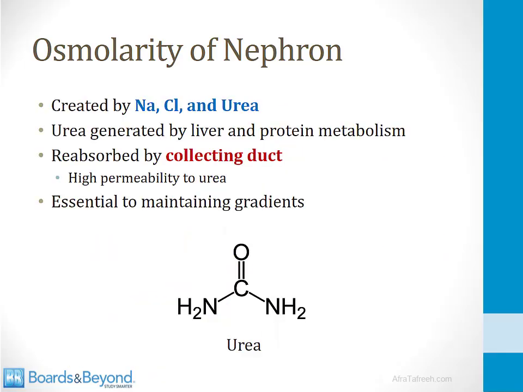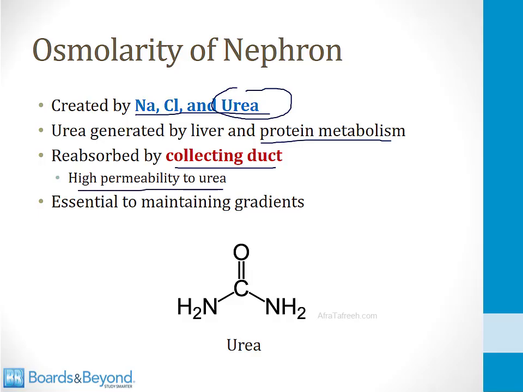It's very high yield for you to understand which solutes are responsible for maintaining that high osmolarity as high as 1200 in the medulla of the kidneys. The three solutes that are responsible for that osmolarity are sodium, chloride, and also urea. Urea has a very important role to play in the kidneys in terms of maintaining a high osmolarity in the medulla. Urea is generated in the liver by protein metabolism, and I talk about the urea cycle in the biochemistry section. It then travels from the liver to the kidneys where it's reabsorbed by the collecting duct. The collecting duct has a very high permeability to urea, and I'll talk more about how this works later. And then that urea settles into the medulla in the interstitium, and that's essential for maintaining those osmotic gradients.